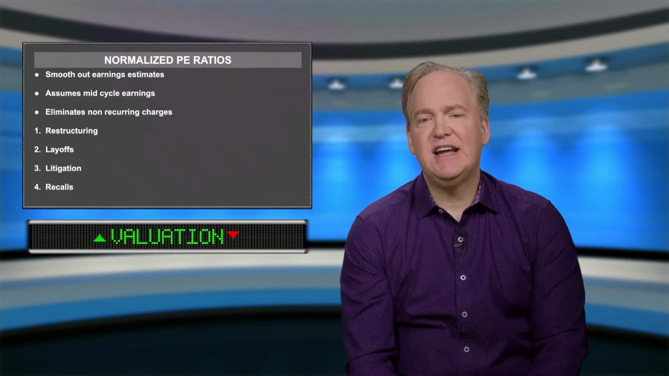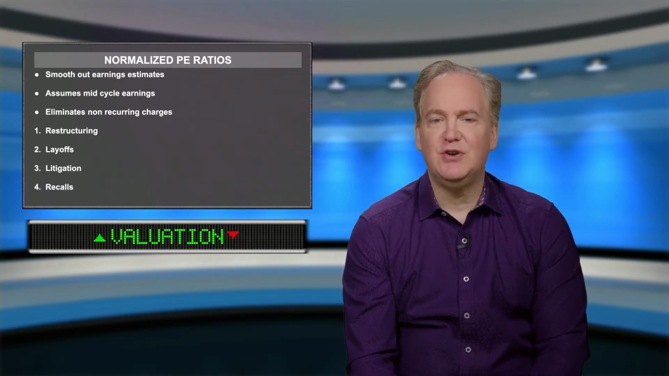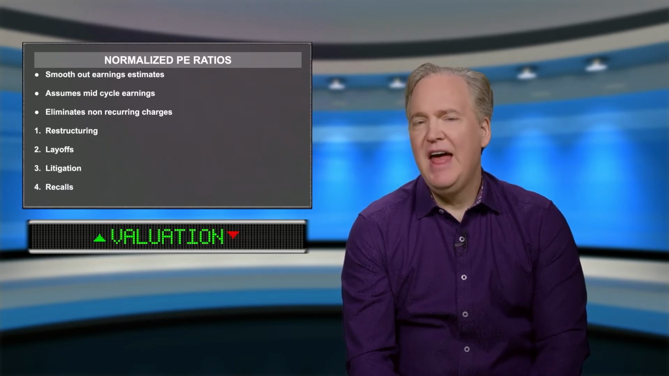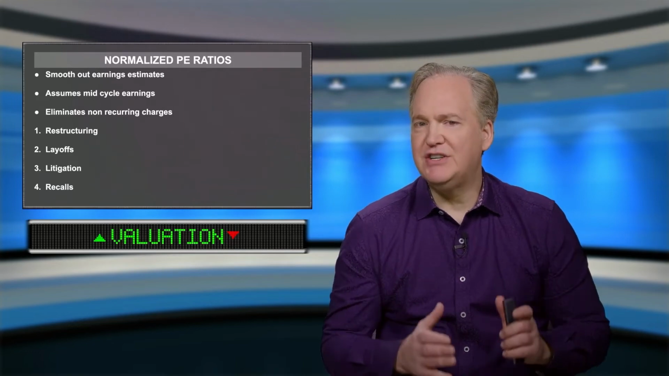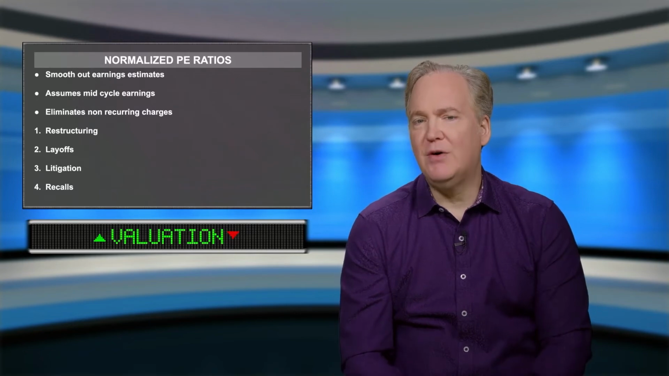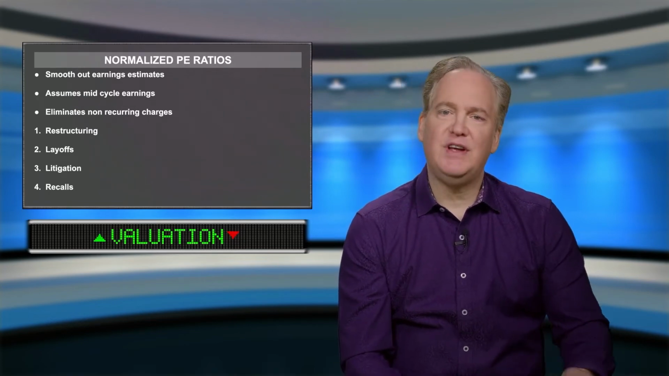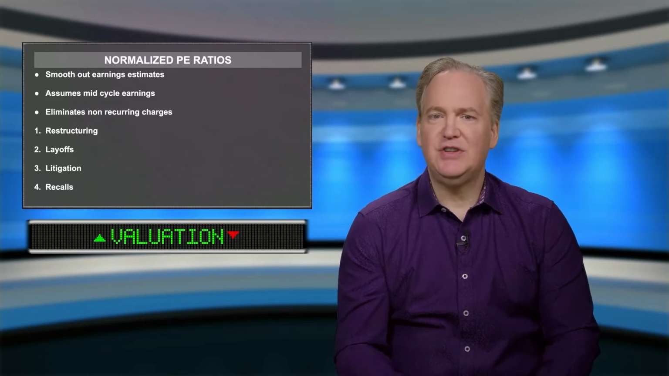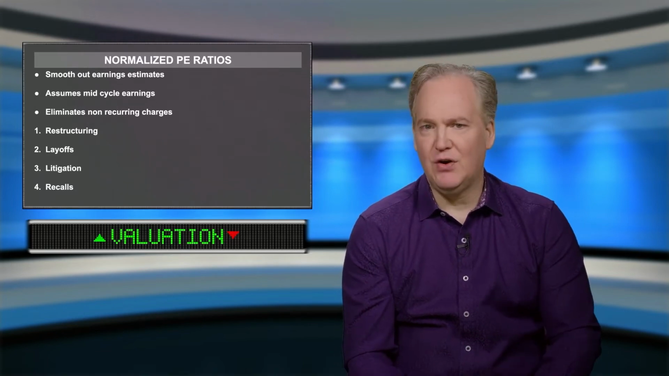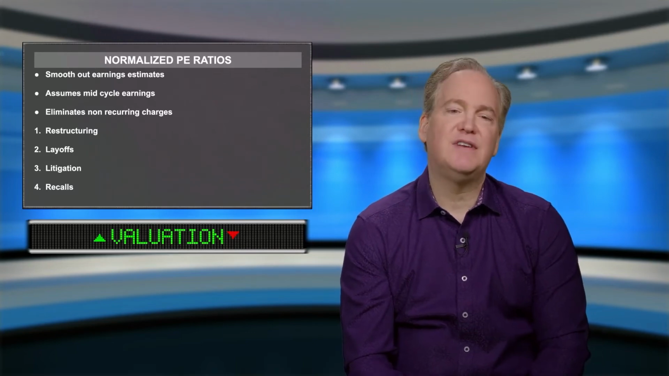Now let's take a look at another type of PE ratio, and this is known as a normalized PE ratio. What the normalized PE ratio tries to do is to smooth out the earnings of a corporation for changes in the economy and for one-time events. They try to remove the impact of one-time events so that they get a better understanding of the actual earnings power of the corporation over a long period of time.